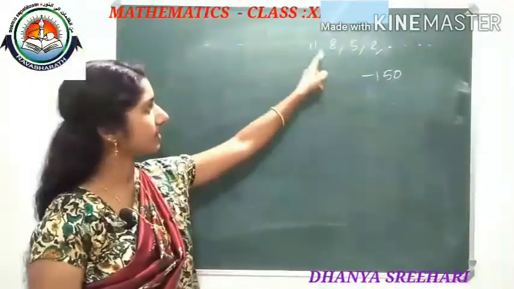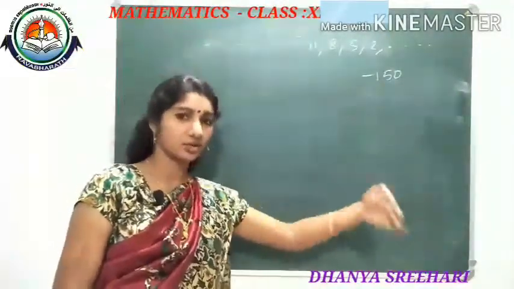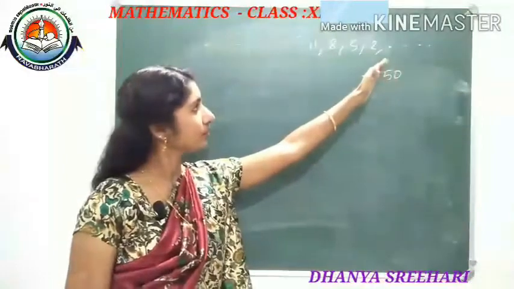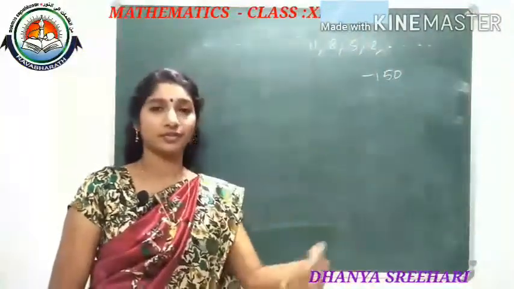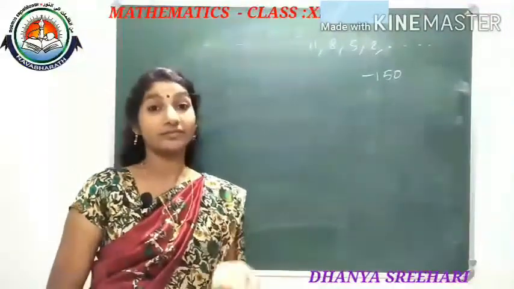See, anyway minus will come. This is a decreasing AP, which means the values are decreasing. So after a few terms, negative terms will come. So there is a chance of getting minus. But will minus 150 come or not?